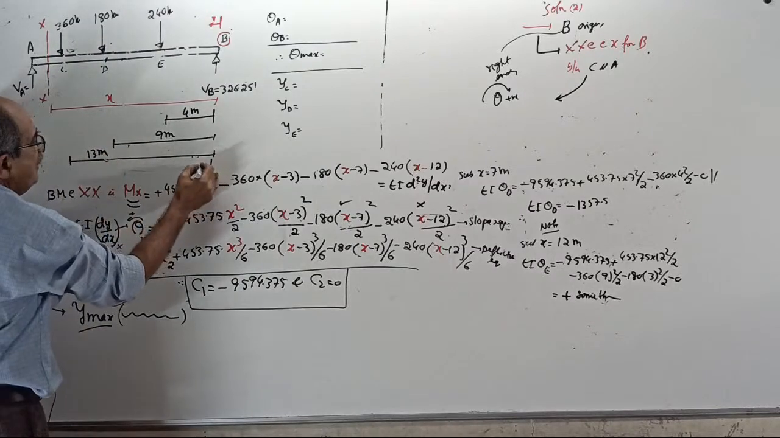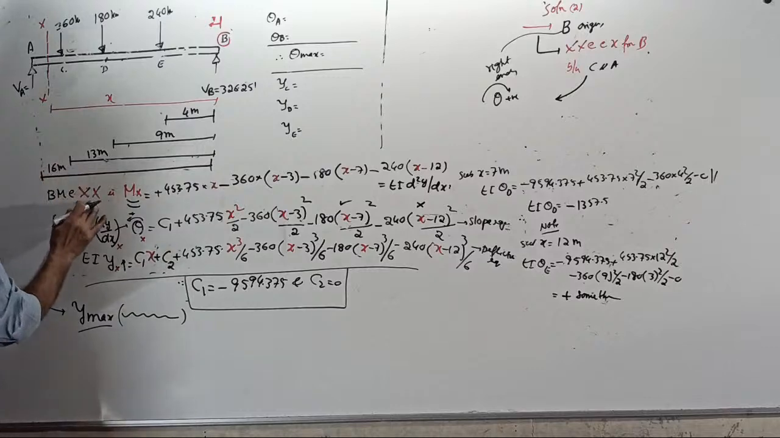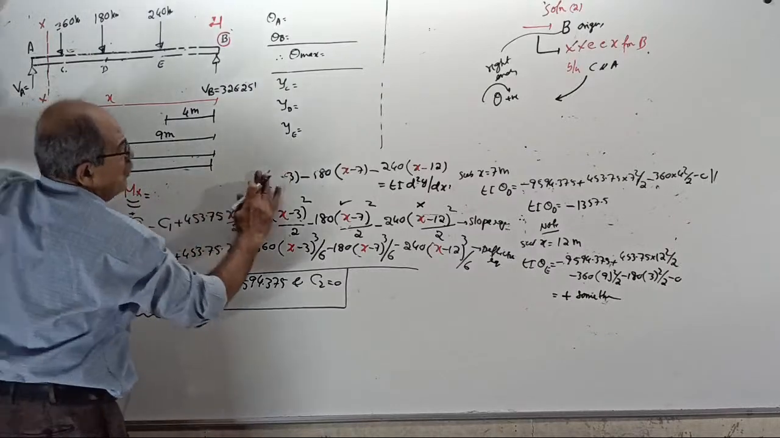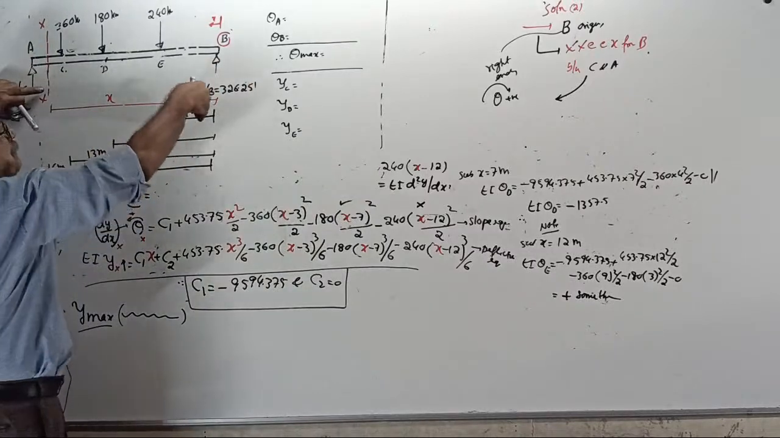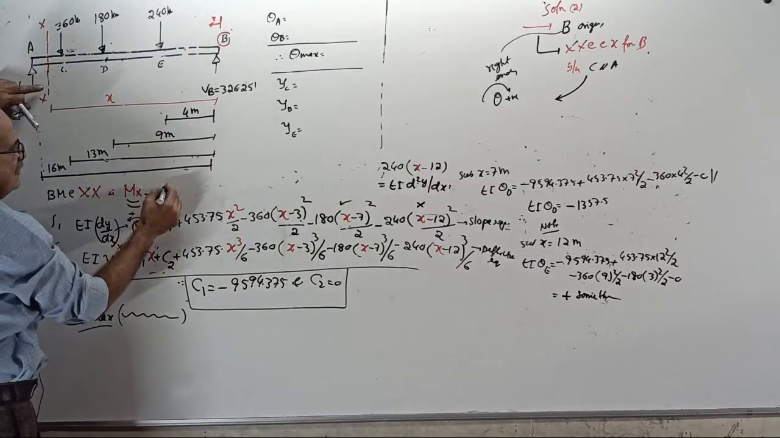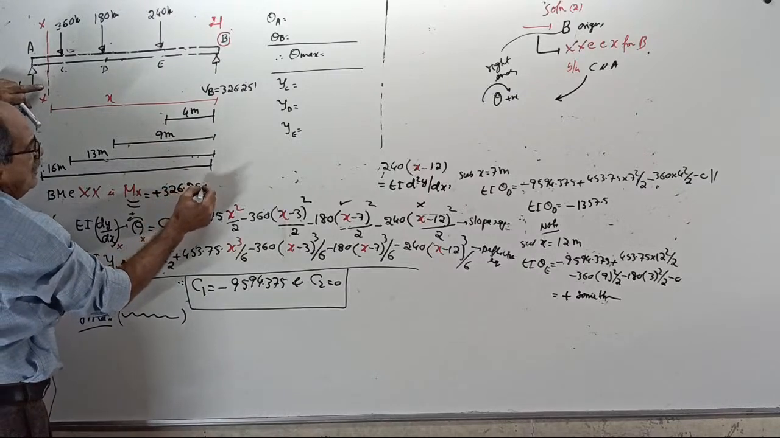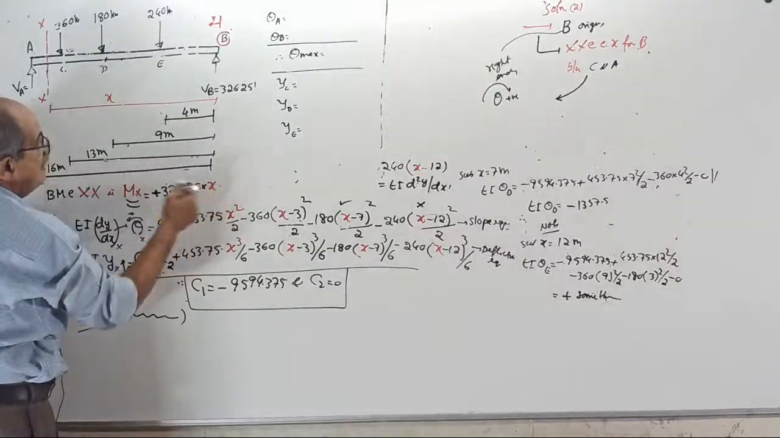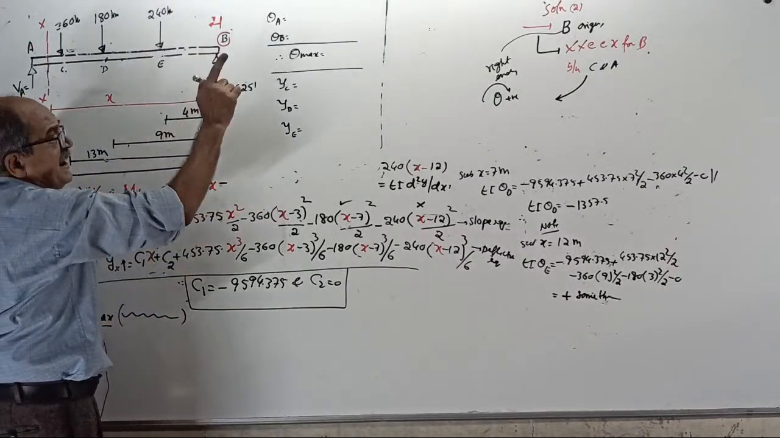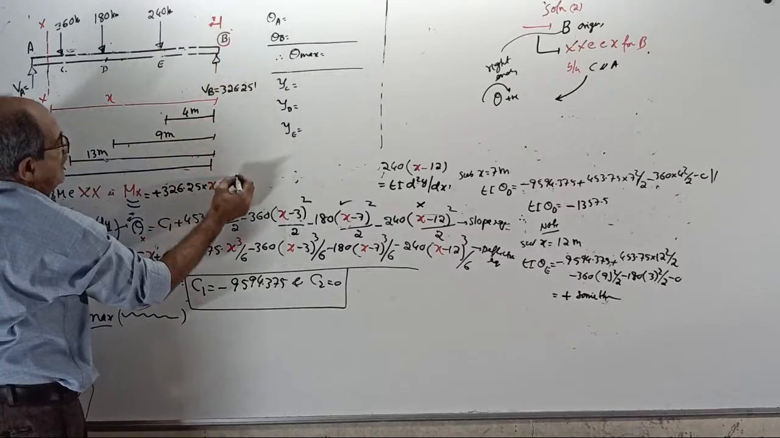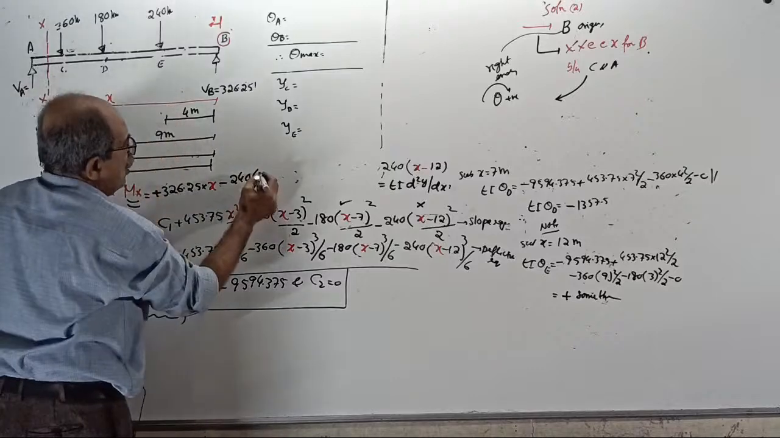And here to here will be 16 meter. The bending moment at XX, M_X, now will become, look at the right side, plus 326.25 into X, minus 240 into (X minus 4). You should come in correct order from the right side now, the origin.